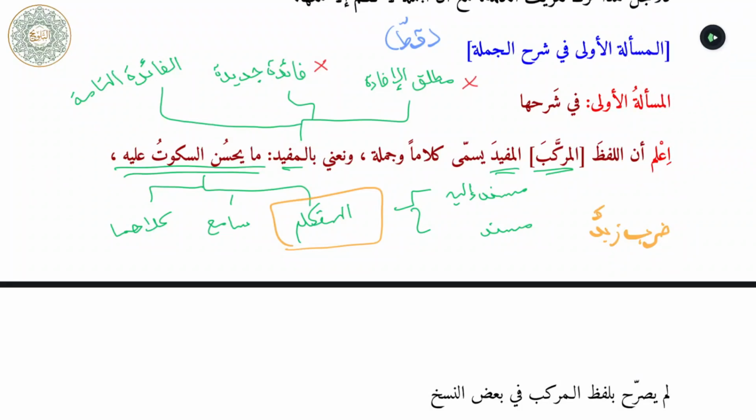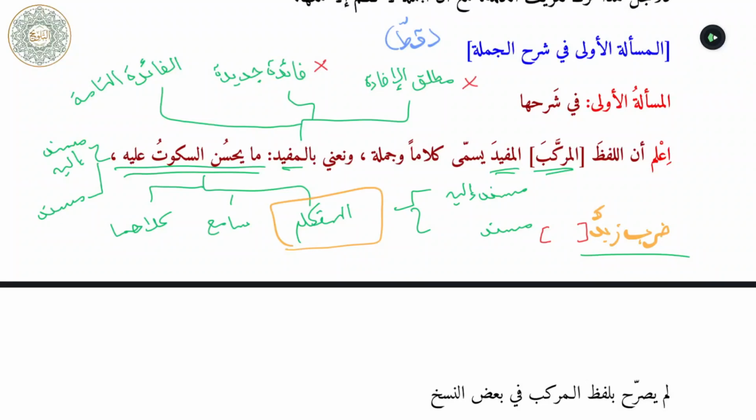You know Zayd hit, but you're wondering, who did Zayd hit? Do you want a maf'ul bihi? So you're waiting for the maf'ul bihi to be mentioned. Now, will we say this is a kalam? The answer is yes. The majority of grammarians will say this is a kalam, because when they say ma yahsunu sukutu alay, all they want over there is the presence of a musnad ilay and a musnad.